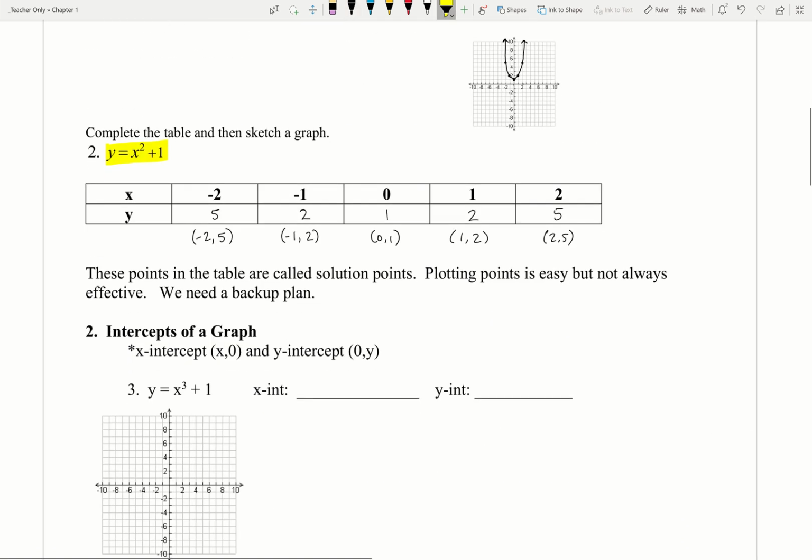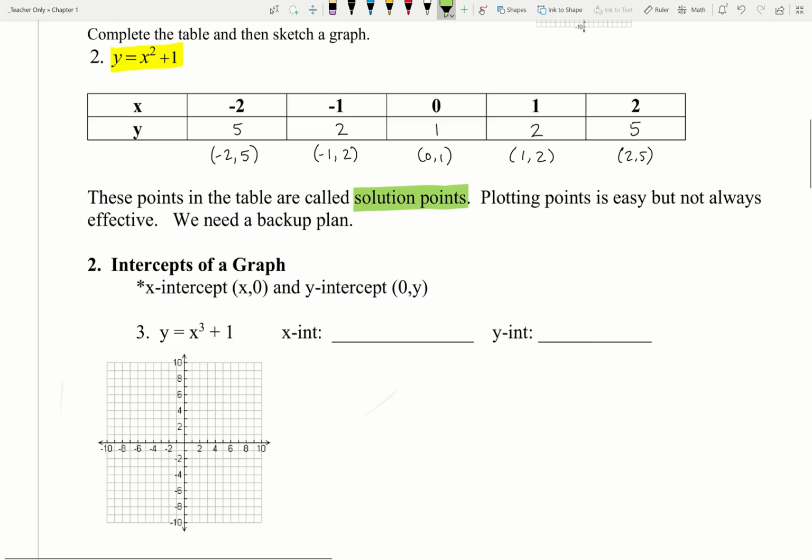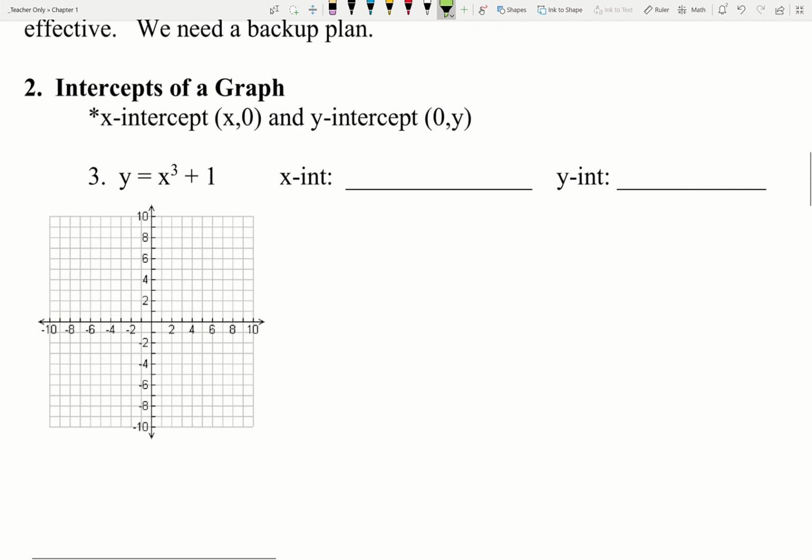And just as a short aside, if you ever had a set of directions that asks you about solution points, that's exactly what we just came up with here, 5 solution points to that equation. Again, these are just points whose coordinates give you the same number on both sides of the equation after you plug them in. All right, really quickly, I want to talk about the intercepts of a graph.